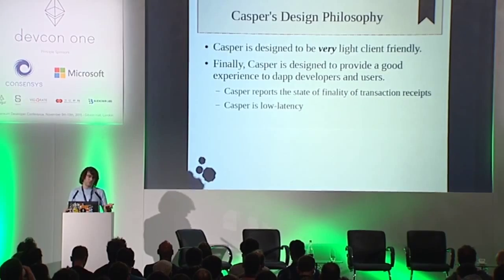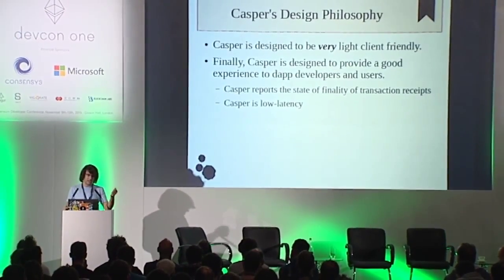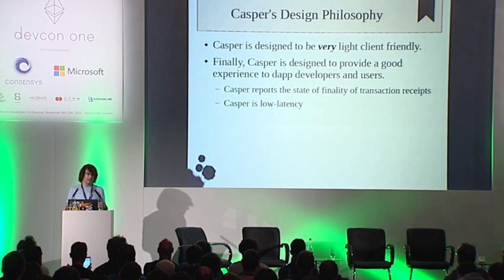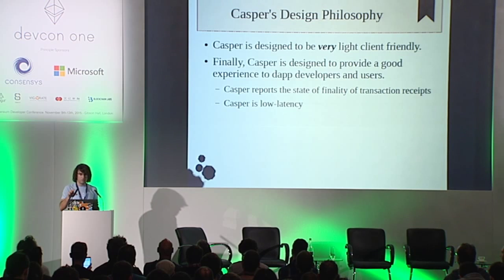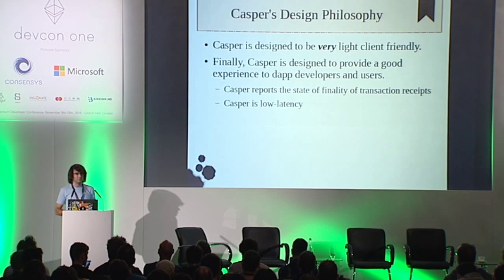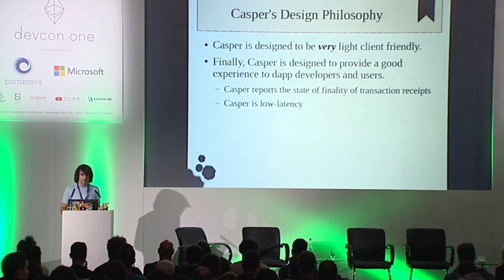Basically, there are two main things that means to me. One of them is that Casper tells you the state of the finality of transactions. So you won't be surprised if a transaction is reverted, and you will know when it can't be reverted. And then Casper is also low latency, which I think is really important for user experience. As everyone probably agrees, when you're at a website, you want it to respond right away. A distributed application should be the same way.